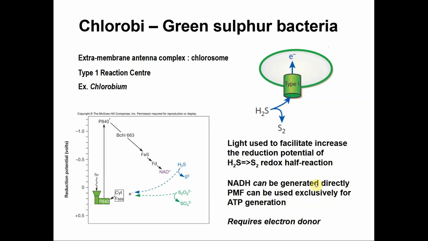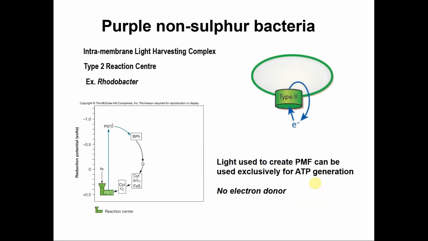Okay, so that's photosystem 1, a type 1 reaction center acting on its own to boost the efficiency of a metabolism which is otherwise lithoautotrophic. Okay, how about photosystem 2 working on its own? This is what you find in the purple non-sulfur bacteria, like for example, Rhodobacter.